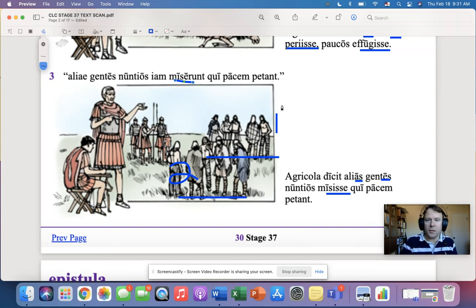Let's ingest that a little bit, and then we'll carry that through the rest of our lesson. A little later on, we'll get to the section about the language, about the indirect statements.